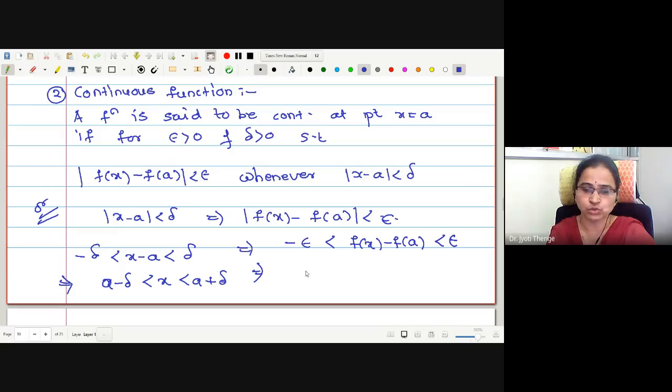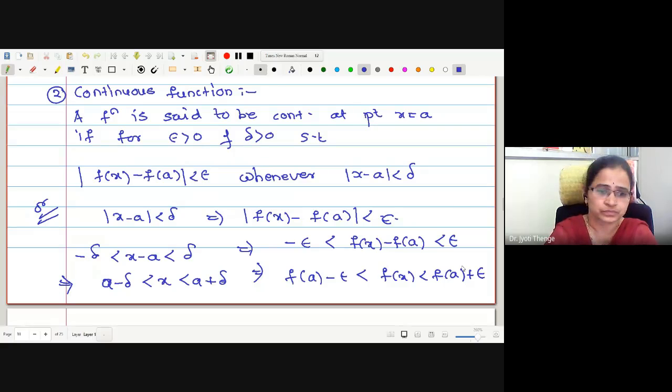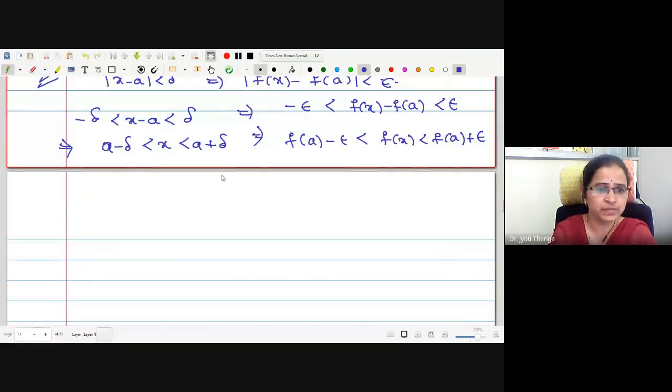Therefore, adding f of a throughout, one can write: f of a minus epsilon is less than f of x, which is less than f of a plus epsilon. Therefore, what is this statement giving us?